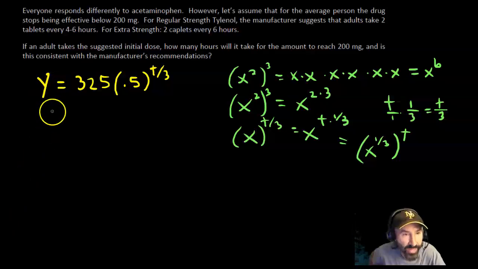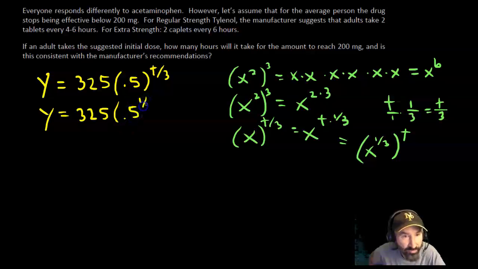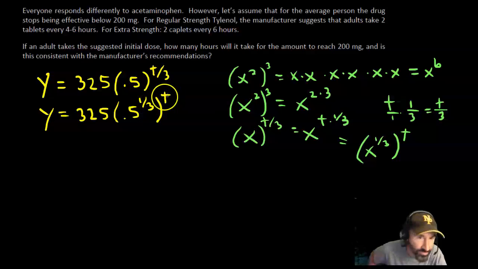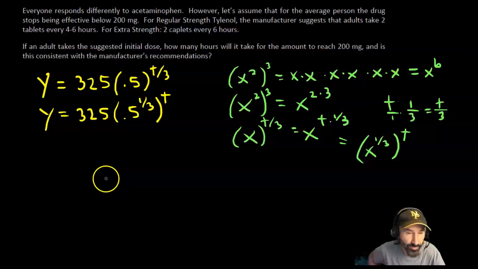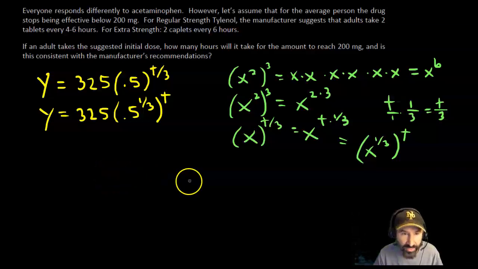So I'm going to go back to our model, and we're going to say the final amount will be equal to the initial amount, 325 milligrams, times 0.5 raised to the power of 1/3, and then we'll raise that to the power of t. All I'm doing is breaking up this t divided by 3 so that it's two separate powers, and then the t becomes all by itself on the outside of the parentheses. Next, we have to do 0.5 to the power of 1/3, which I'll remind you means the cube root of 0.5, but regardless, we'll do it on the calculator.